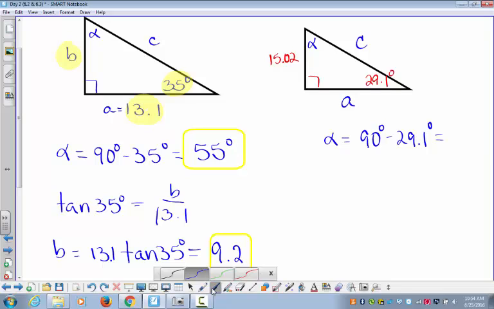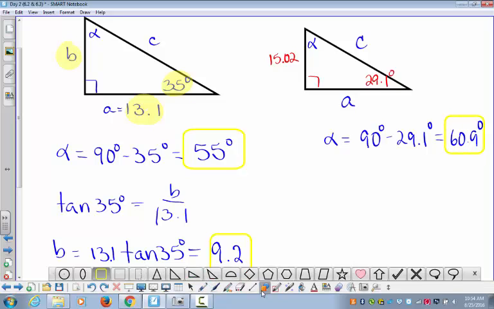Now let's see. So that's to the nearest tenth. So this other angle will be to the nearest tenth. So that's going to be, what, 60.9? Is that right? Yes. All right. And now we have to do the trig.